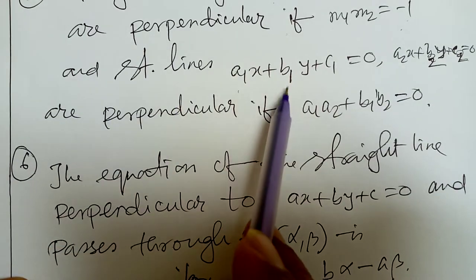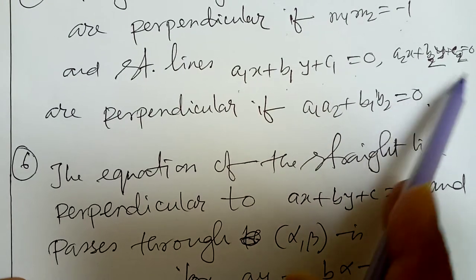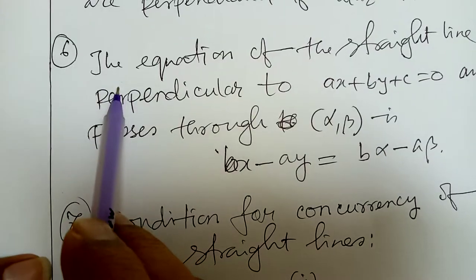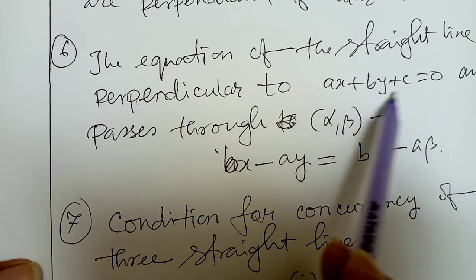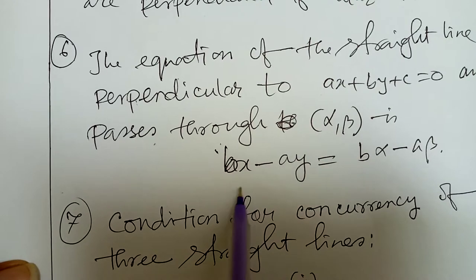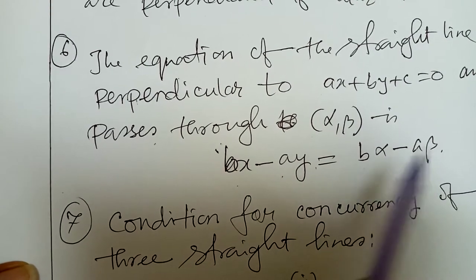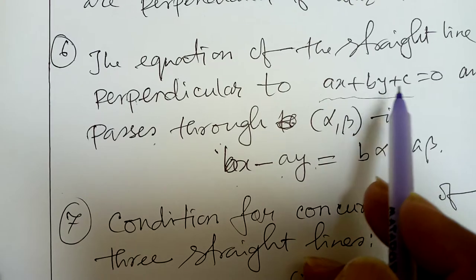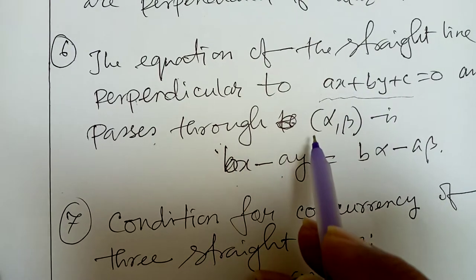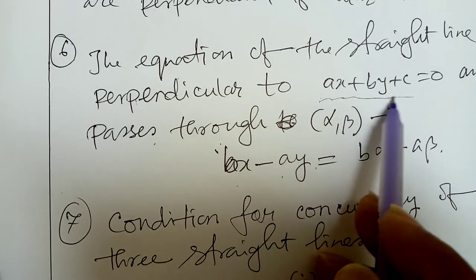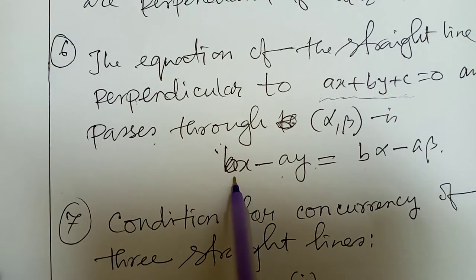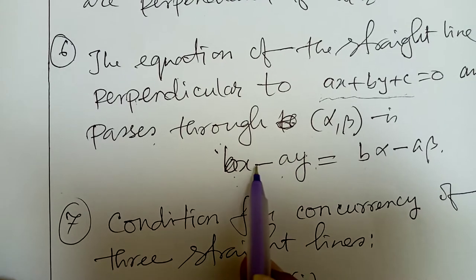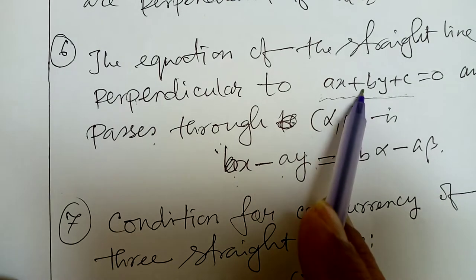Okay, now straight lines a1x plus b1y plus c1 equal 0 and a2x plus b2y plus c2 equal to 0 are perpendicular if a1 a2 plus b1 b2 equal 0. The equation of the straight line perpendicular to ax plus by plus c equal 0 and passing through the point alpha beta is bx minus ay equal to b alpha minus a beta. Students, look carefully. When a straight line is perpendicular and passes through a fixed point, the equation of the given straight line changes: the coefficients are exchanged, and the coefficient before y becomes minus.